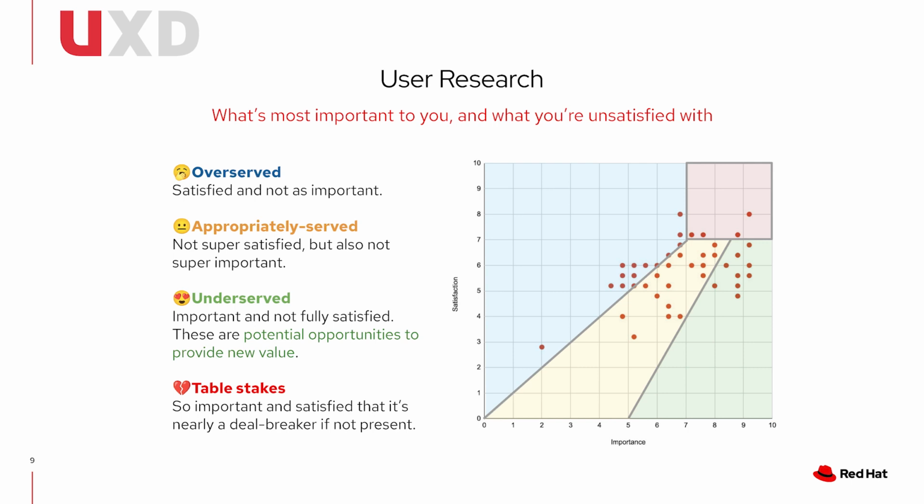Are these features things that are overserved in the market today, and things you're already satisfied with, things that you're generally appropriately served and satisfied with as well, or things that you're underserved, like things that are potential opportunities for us to provide new value to you all in the solutions we build and provide? Or heck, even things that are table stakes features and capabilities, things that are so important and you're already currently so satisfied with that they're table stakes to consider in our platforms as well.